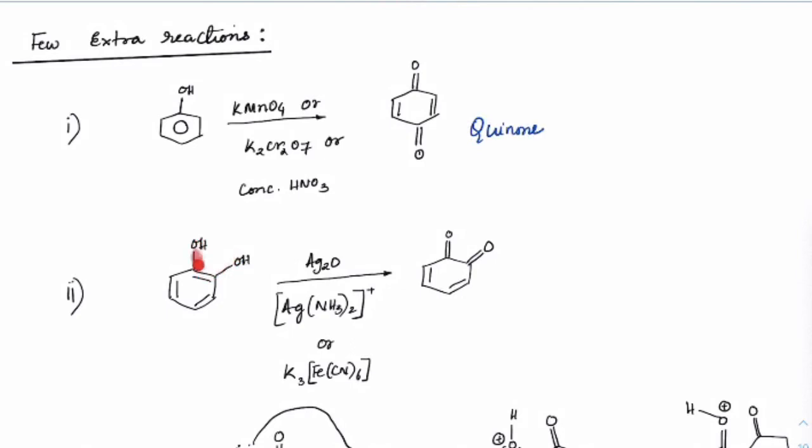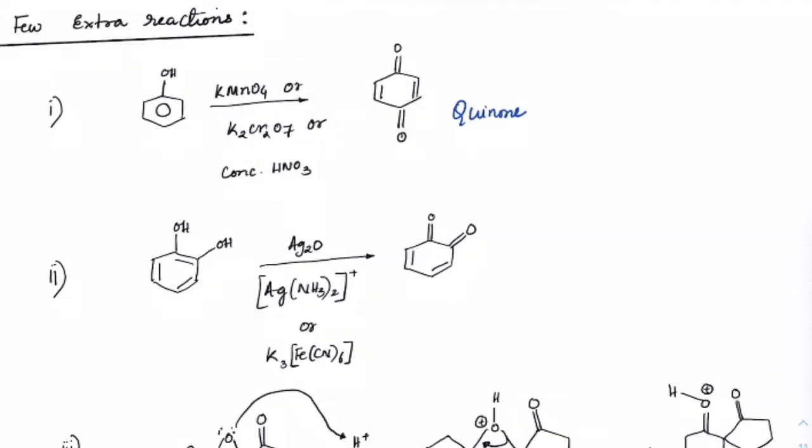In case you have an ortho position, then Tollens reagent is used. This is ammoniacal silver nitrate or Ag2O. Any of that will act like a Tollens reagent. We will discuss Tollens reagent in the next chapter, but they will also give an oxidized product this way. Or you can see +3 also, which will reduce to +2 and it will oxidize these phenolic groups, right? So this is one thing.